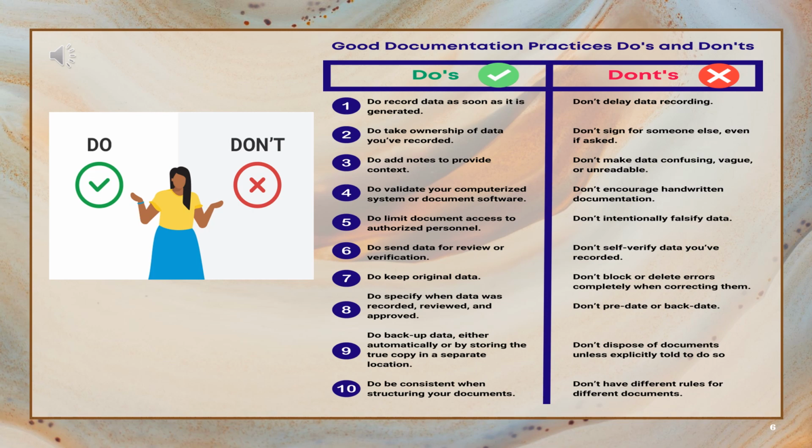Only record on control documents. Be consistent in wording whenever possible, and never obliterate an entry by scribbling over it to render it unreadable. And don't delay the data recording. Don't dispose of documents unless explicitly told to do so. Until the time is there, keep the record, and then you have to dispose of it. And do keep the original data, and do add notes to provide context.